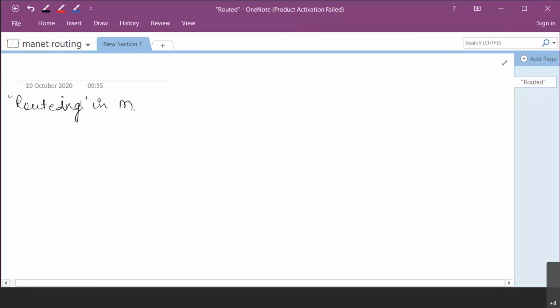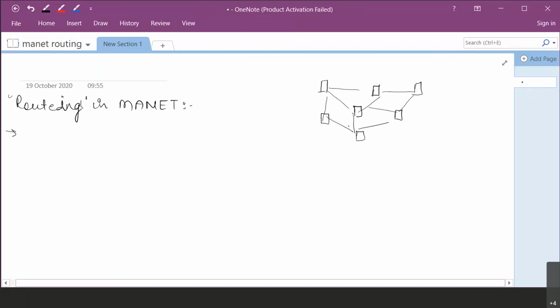So, routing in MANET. The first thing is why we need routing in the MANET. For example, there are certain nodes, and these are connected as in the managed environment. In the managed environment, as I told you, each node is connected to another one. If this is the sender and this is the receiver, then there can be multiple paths going from sender to the receiver.